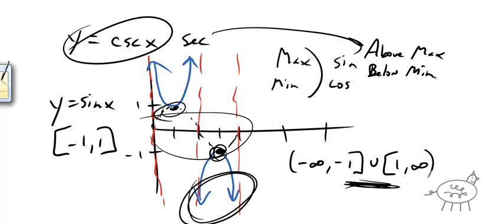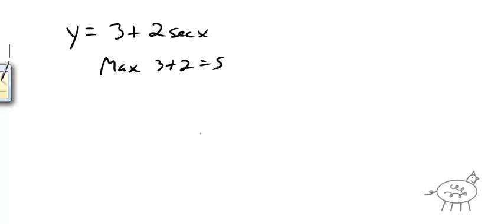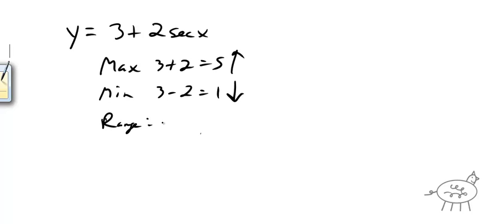That's pretty easy. Okay, so let's do a couple of problems here. Not too crazy. Okay, so y equals 3 plus 2 secant of x. Again, we just need to find our max and min, pretending this is a cosine graph. So our max is 3 plus 2, which is 5, so it's going to be above 5. And our min is 3 minus 2, which is 1, so it's going to be below the 1. So our range for this problem is going to be from -infinity to 1, union 5 to infinity. Pretty easy, right? Not bad at all.